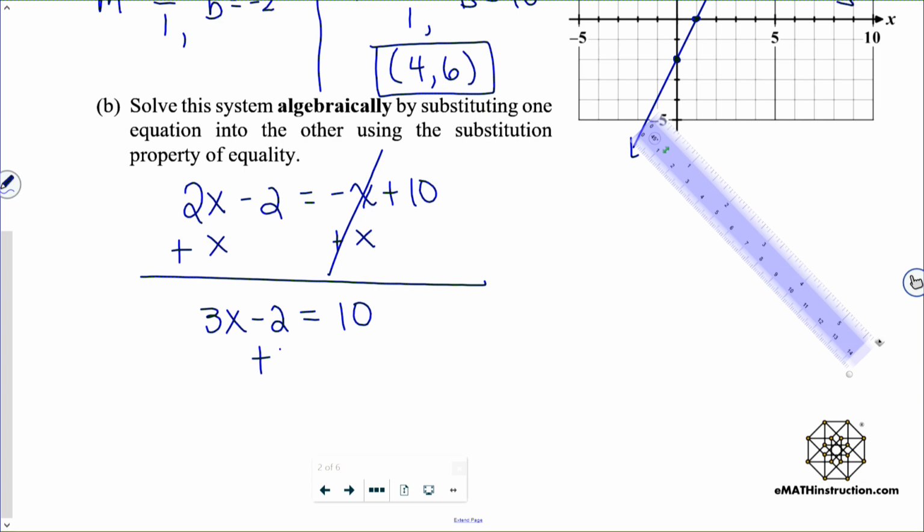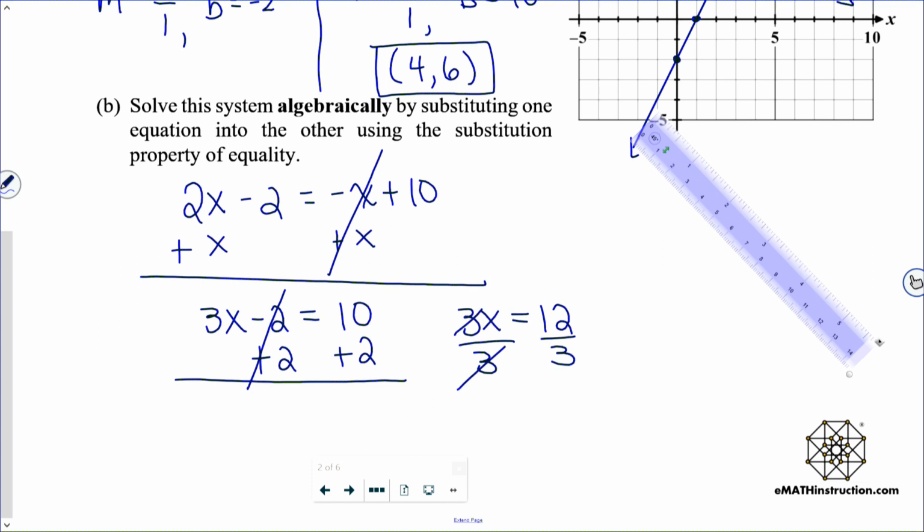I can now move that negative 2 to the other side by adding a positive 2 to both sides, right? That's going to then give me 3x is equal to 12. And now I can divide both sides by 3, and that's going to leave me with x is equal to 4.